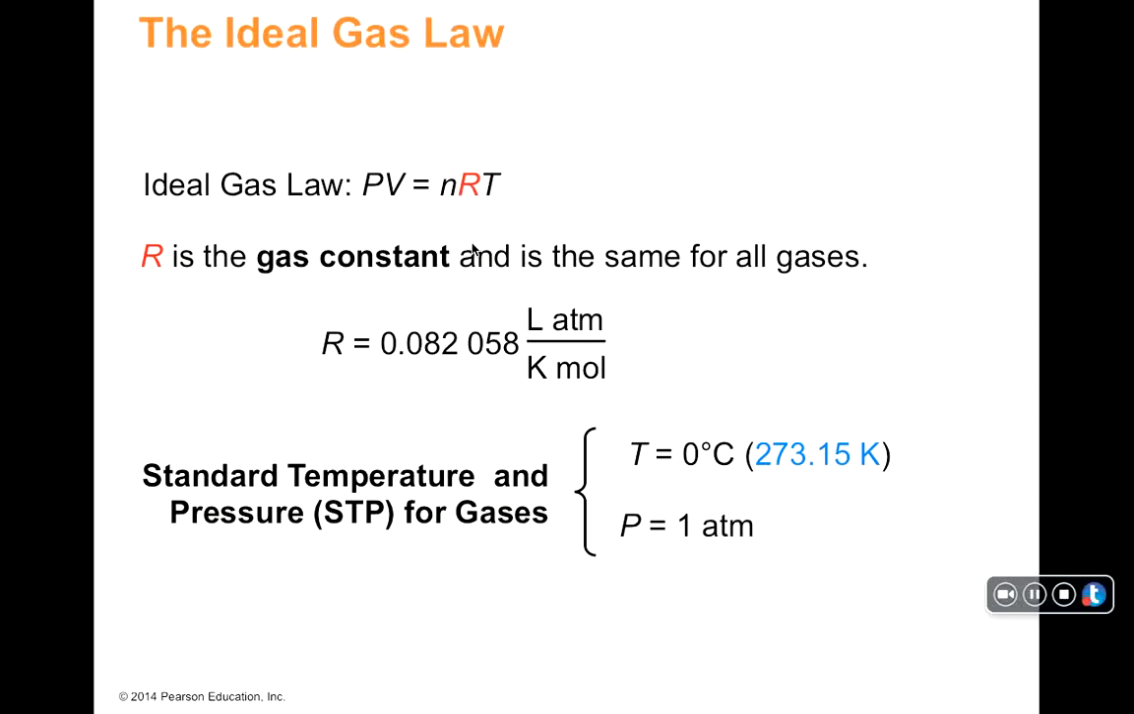Another thing to note: if the problem says that it's occurring at standard temperature and pressure, that's also known as STP conditions. Those are where the temperature is 0 degrees Celsius or 273 Kelvin, and in most cases you'll use the Kelvin because that's what the units of R are in. And pressure is 1 atmosphere. Again, atmospheres is what R is in.